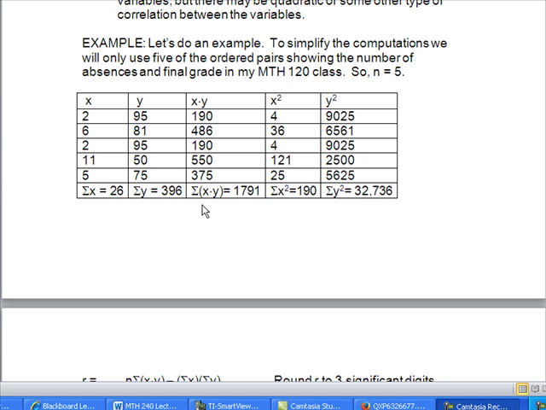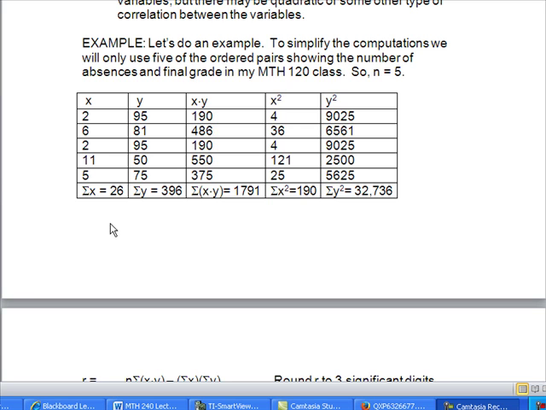to illustrate how we go about finding the correlation coefficient using the formula. The first person I selected had 2 absences and a 95. The second one had 6 absences and an 81. The third one had 2 absences and a 95 at the end of the semester. The next one had 11 absences and a 50. And finally, the last one had 5 absences and a 75 at the end of the semester.